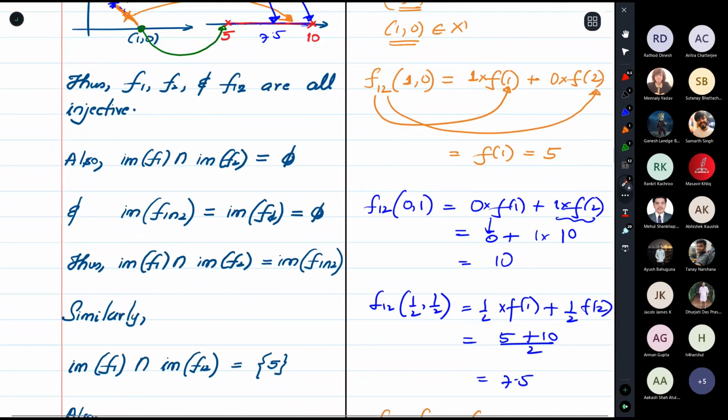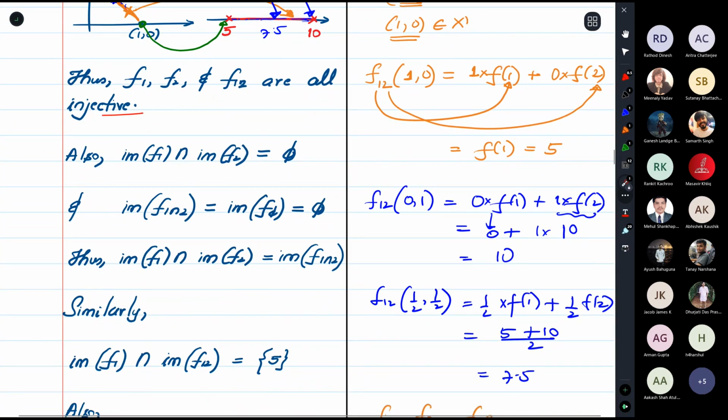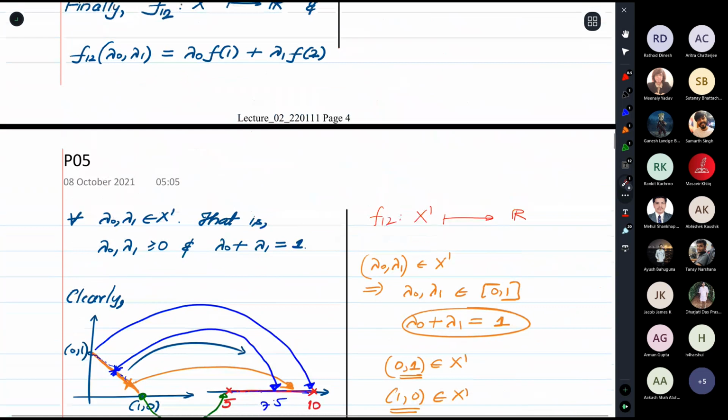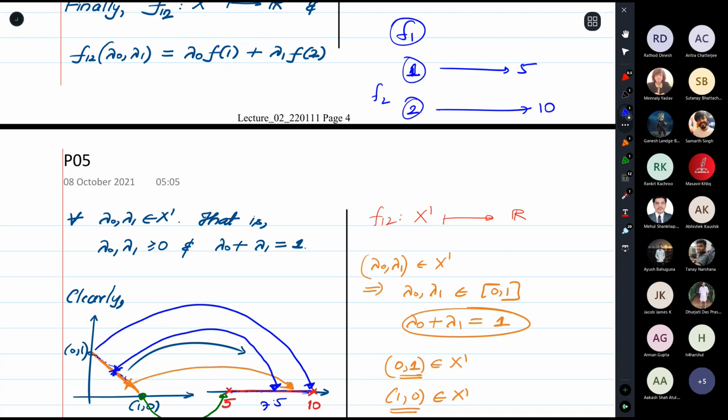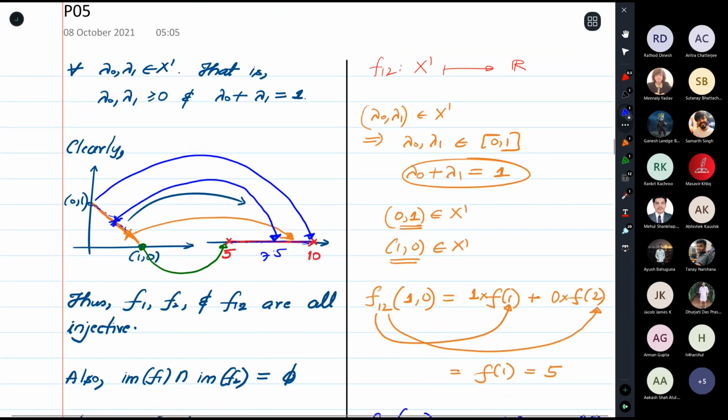So the first thing we have to ask is whether these three functions are injective or not, right? So f1 maps 1 to 5, right? f2 on the other hand maps 1 to 10, sorry about that. So in the domain of f1 and f2 there is just one element, right? So the question of whether these functions are injective is very trivial, right? So they are indeed injective.